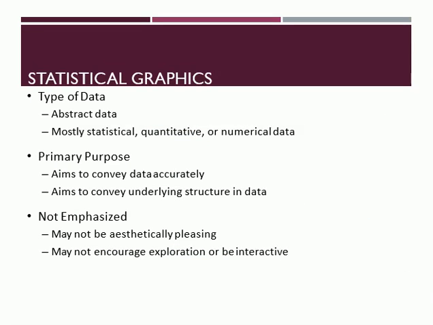The third one is statistical graphics, and it will contain abstract data as well as statistical, quantitative and numerical data. When we talk about statistical graphics, it basically consists of all your graphs which are made from data tables. The primary purpose of statistical graphics is to convey your data accurately because it is from quantitative data, so you will have accurate values with you. It will also help you convey the underlying structure in data.